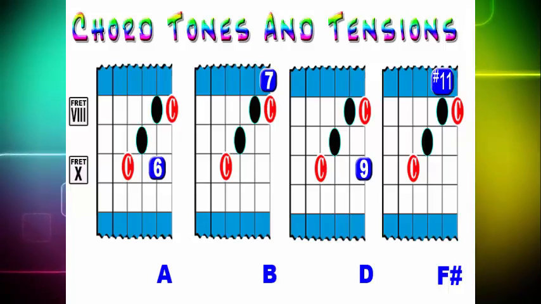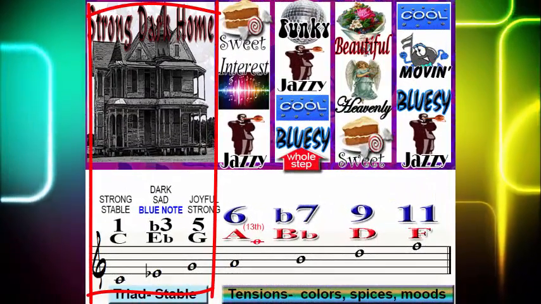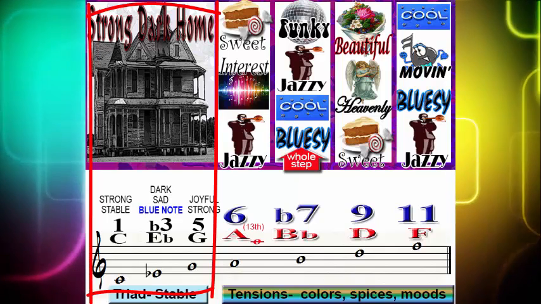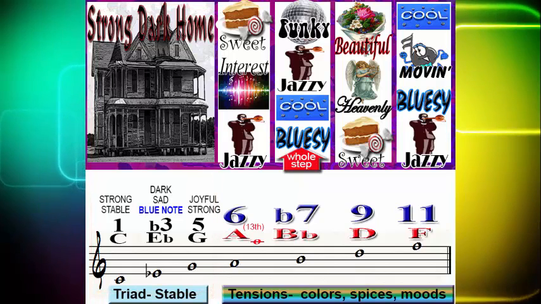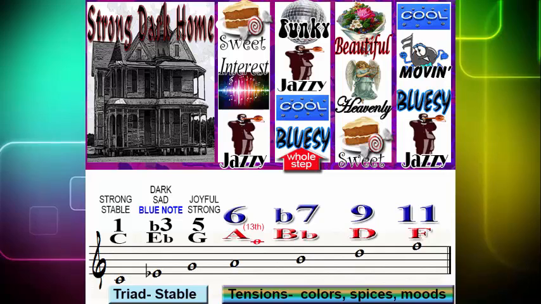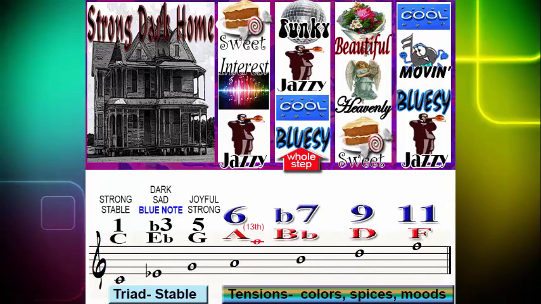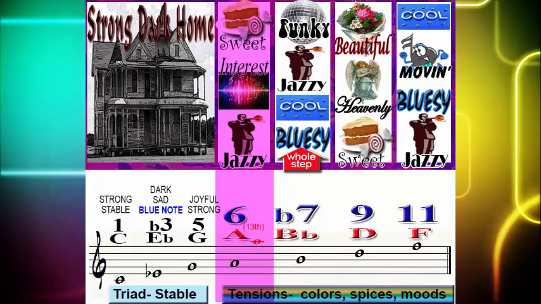Next, let's look at a chart of a basic C minor triad with its melodic extensions. As with the major chord, each one of those melodic extensions, or tensions, has its own sound, character and color. In this case, the 6th, or 13th, retains its sweet and interesting sound.